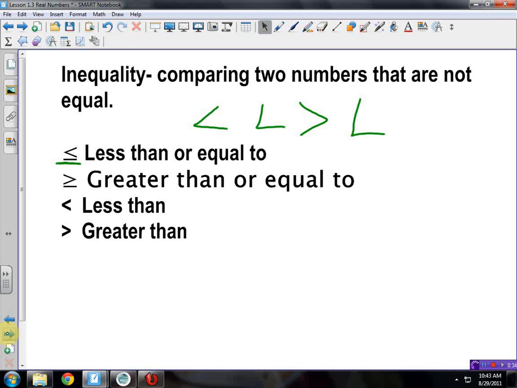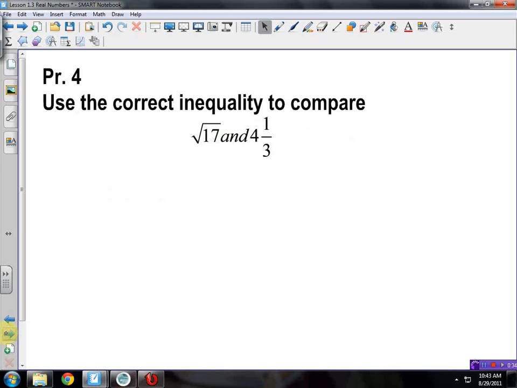All right. So moving on, we use them to compare values and tell size differences. Here I'm going to use an inequality to compare these two. I have square root of 17, I'm going to put a value there, and we have 4 and a third. Do you know which one's bigger right now? Are you 100% sure?